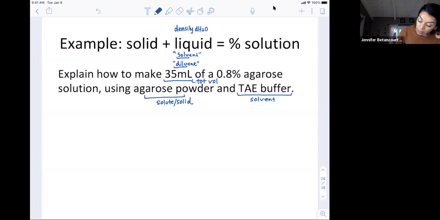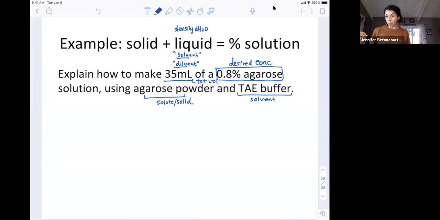Okay, and then here is the desired concentration. I know sometimes percentage gets a little into people's heads and messes with them. So just assume this is the equivalent of a capital M. It's just a unit of concentration, okay? Maybe that helps keep track of things a little bit better.